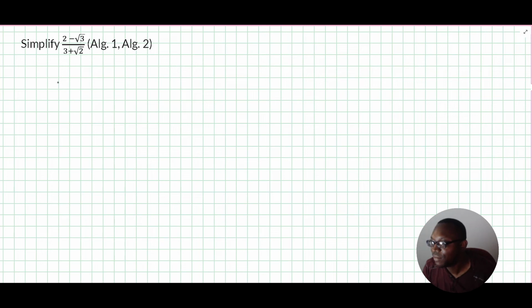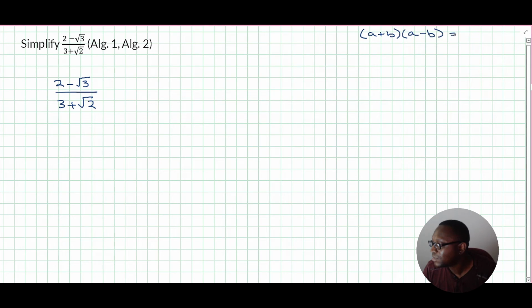So when you have 2 minus the square root of 3 divided by 3 plus the square root of 2, what we're trying to do is find an expression that we can multiply the denominator by to eliminate the radical. Here's one thing you want to remember: a plus b multiplied by a minus b is going to be a squared minus b squared. That's the rule we're going to use here.